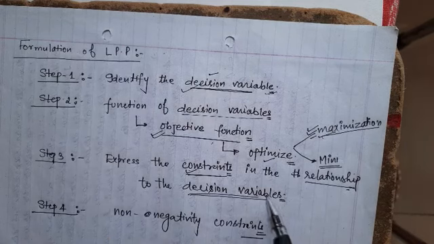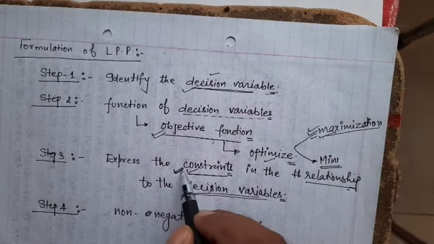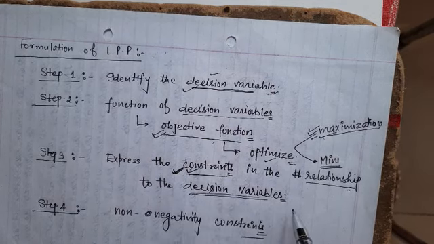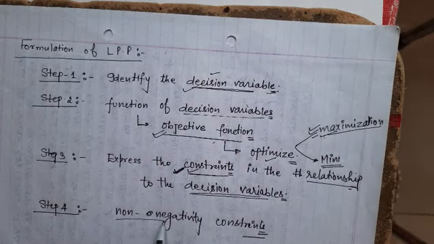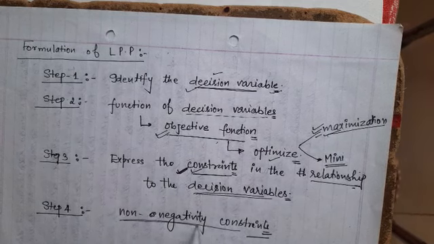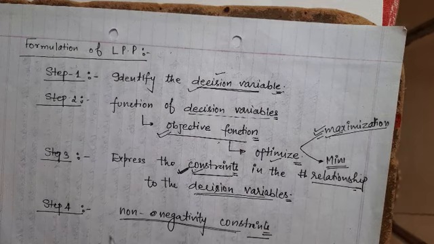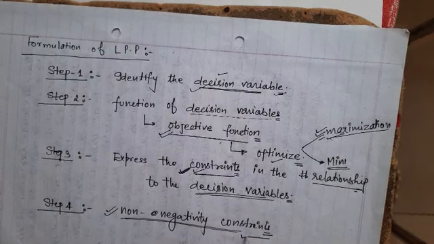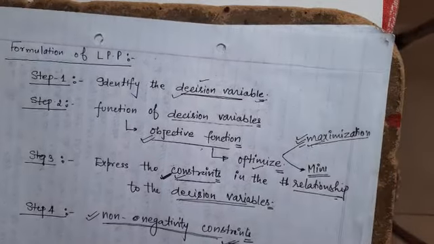In the third step, write the different constraints which are given in the problem. Constraints may be of equality or inequality type. And finally, in step 4, it must be checked that whatever the decision variables are, they have to be positive values. So in the final step we check the non-negativity of the decision variables. So let us look at a problem, how to formulate a linear program problem.